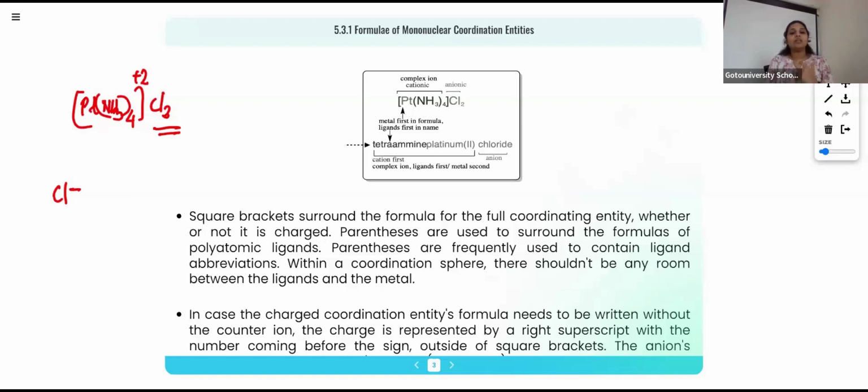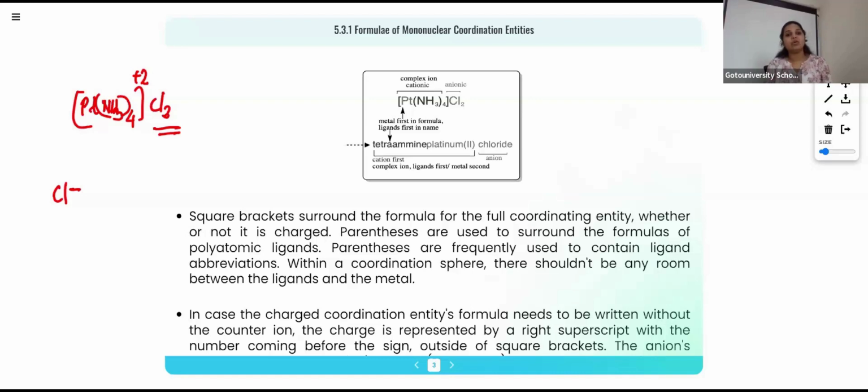Now the first rule: if you are naming a coordination compound, we have to start from the cationic part. Here the cationic part is the coordination sphere. We are leaving the ionization sphere for now. First we give the name for the coordination part, because that is the cationic part. In the coordination sphere, the metal and ligands are there. First, we have to give the name for the ligand.